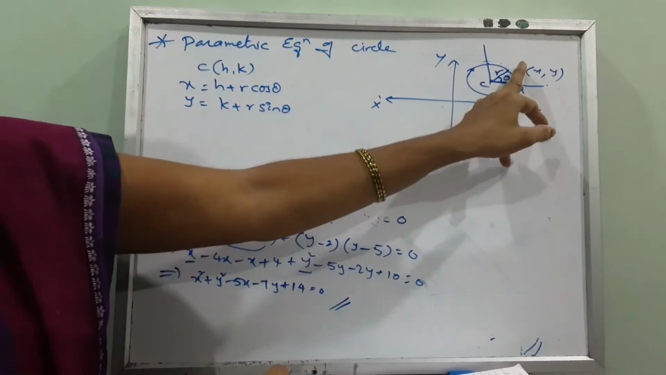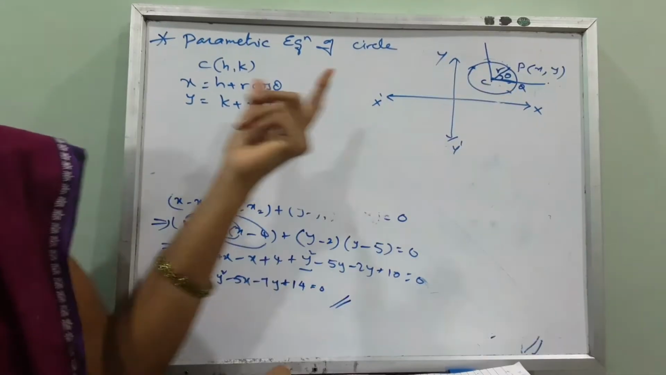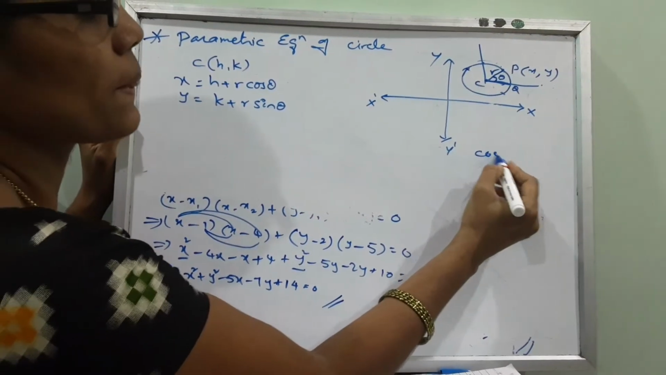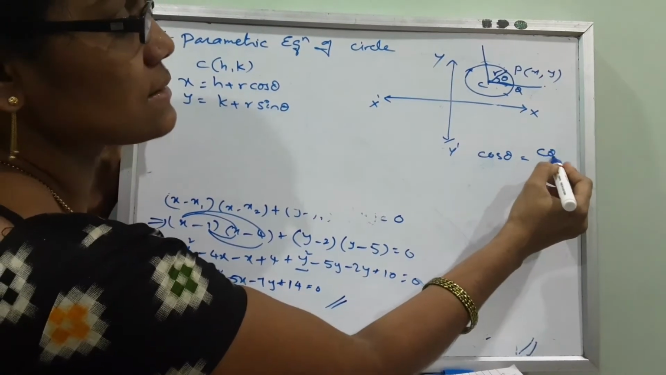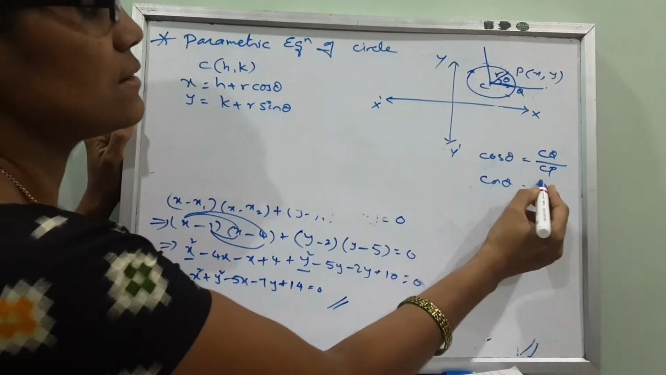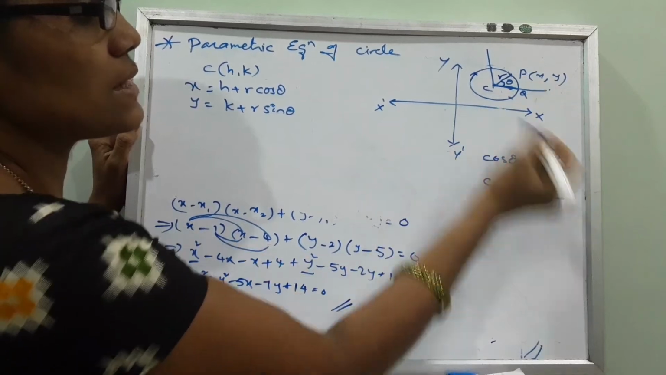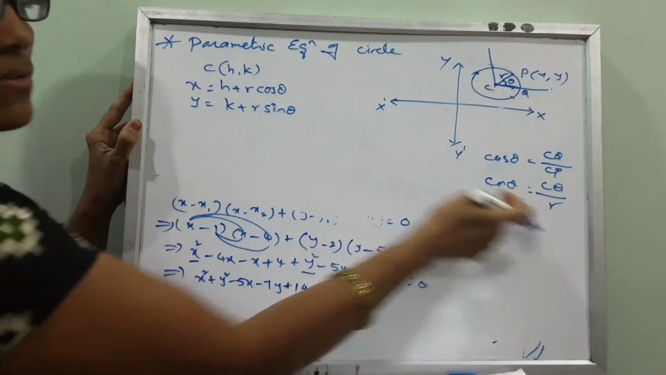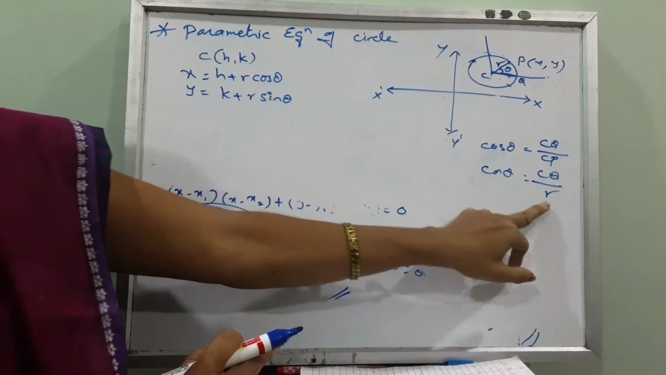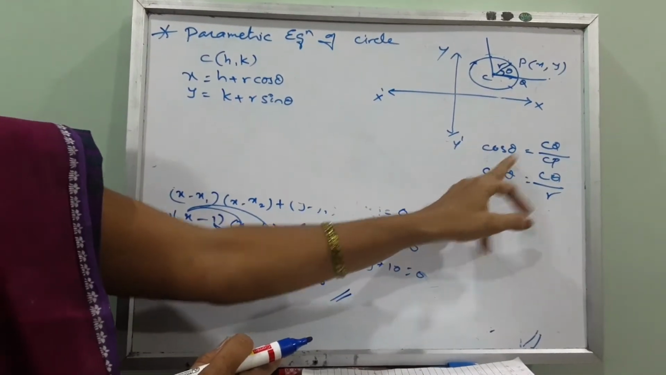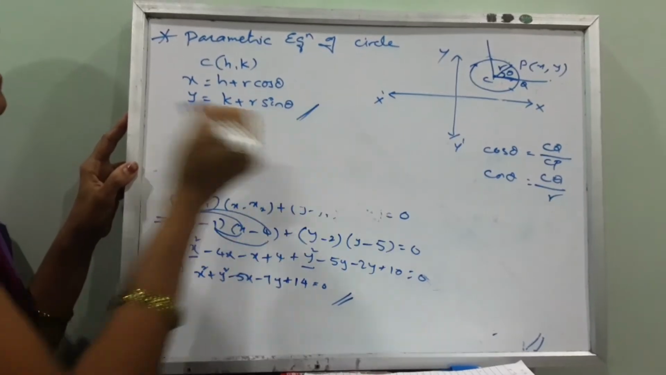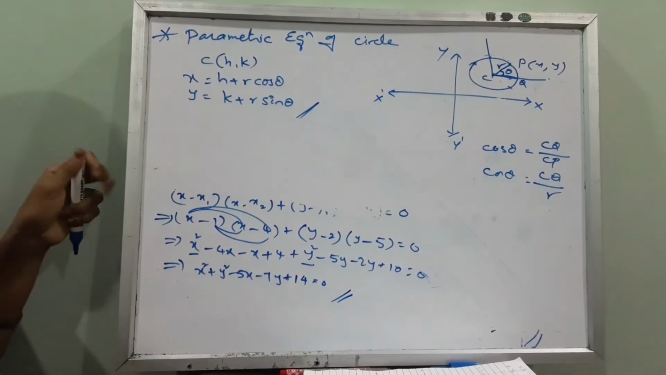From the right angle triangle PCQ, we take cos theta. Cos theta is adjacent by hypotenuse, that is CQ by CP. CP is r, so CQ is equal to r cos theta. Similarly, PQ is equal to r sin theta, because sin theta is opposite by hypotenuse. Therefore, x is equal to h plus r cos theta, y is equal to k plus r sin theta.